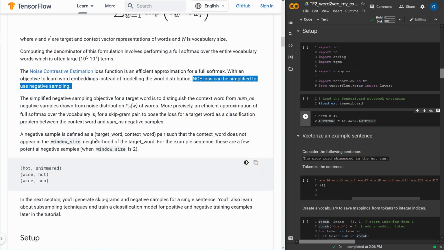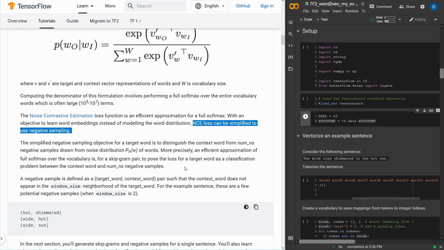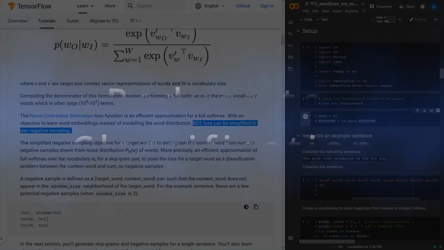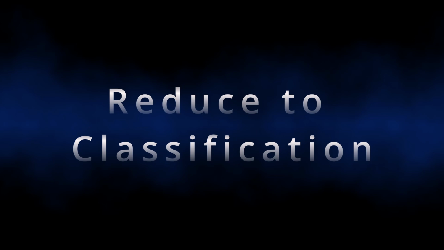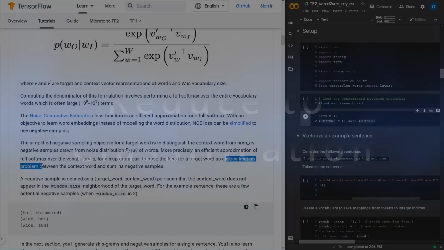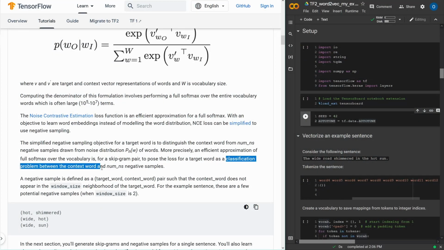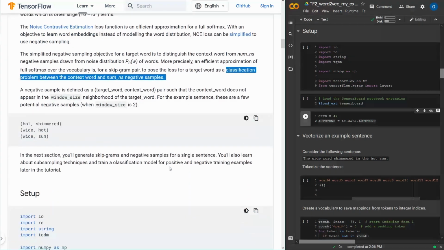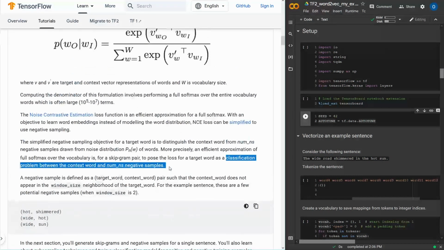Negative sampling is beautiful because it brings down all the problematic softmax calculation to a classification problem between a context word and a number of negative samples. So very easy, you have a pair of words and you have a Boolean value true, or a Boolean value false. So you just have a classification problem. So let's start with it.